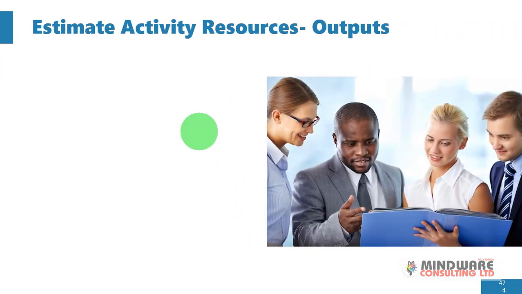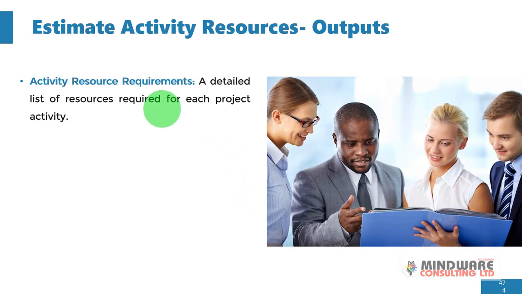Now, what are the outputs from this sub process? First is the activity resource requirements. This is a detailed list of resources required for each project activity.